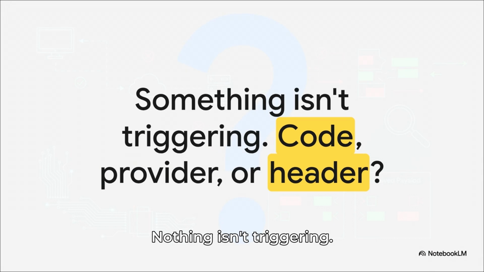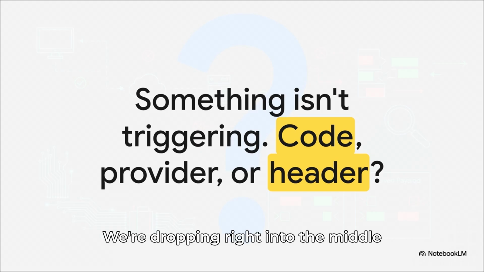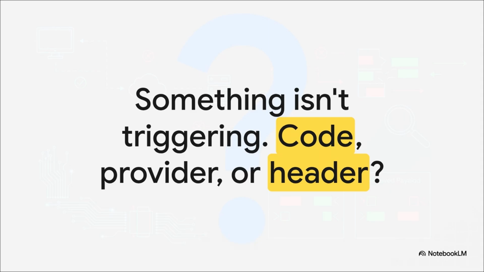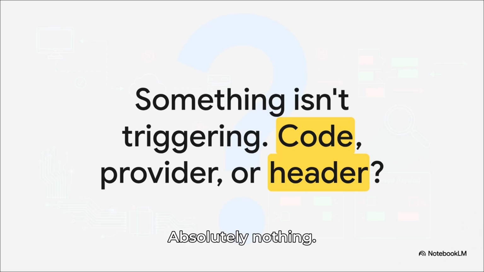Something isn't triggering. You know the feeling, right? It's a phrase that strikes fear into the heart of literally any engineer. We're dropping right into the middle of a classic tech mystery here, the silent integration failure. Two systems are supposed to be talking to each other seamlessly. An event happens on one end, but on your end, absolutely nothing. Crickets. Is your application code broken? Is the external provider failing to send the data? Or is it something as incredibly subtle as a single missing HTTP header?